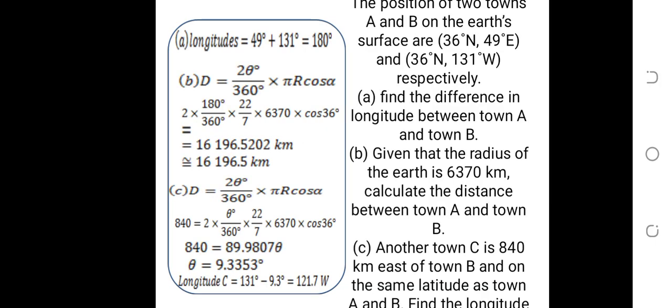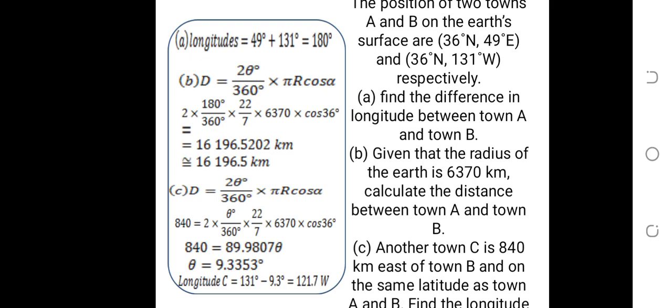The position of two towns A and B on the Earth's surface are 36 degrees north, 49 degrees east, and 36 degrees north, 131 degrees west, respectively. A. Find the difference in longitude between town A and B.